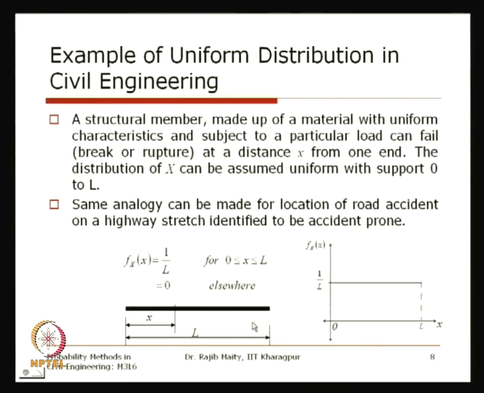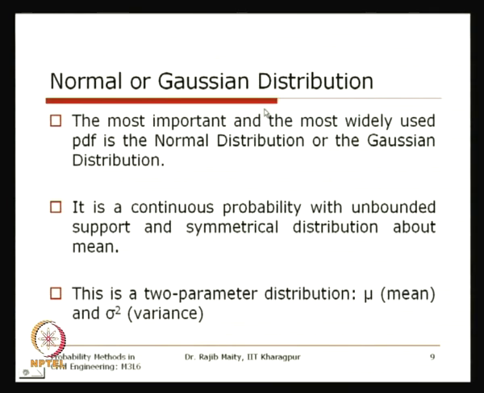We started with the uniform distribution, which is easy in terms of the mathematical concept, and we will now proceed to the normal or the Gaussian distribution. This normal distribution is one of the most important distributions in every field, including civil engineering, and it has been found very useful in many applications in different research fields.